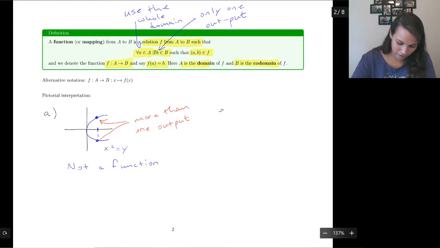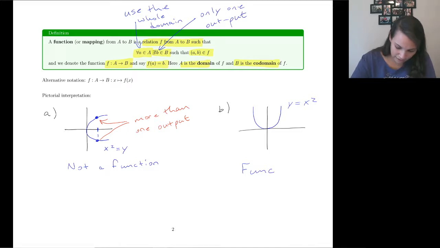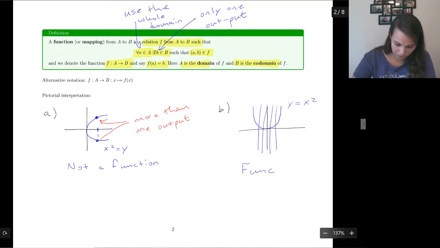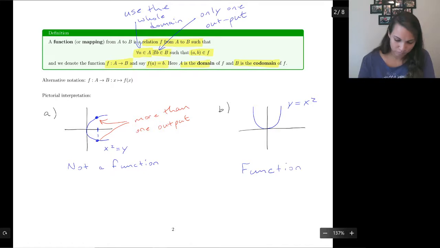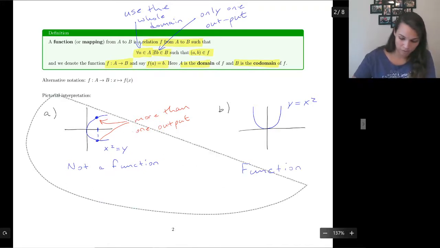Something that would be a function is our beloved y equals x squared. So this is a function because if we come through here and we draw a bunch of lines, it only passes through the graph once. So every input is going to only have one output, unlike before. Okay, that's one sort of picture to think about.